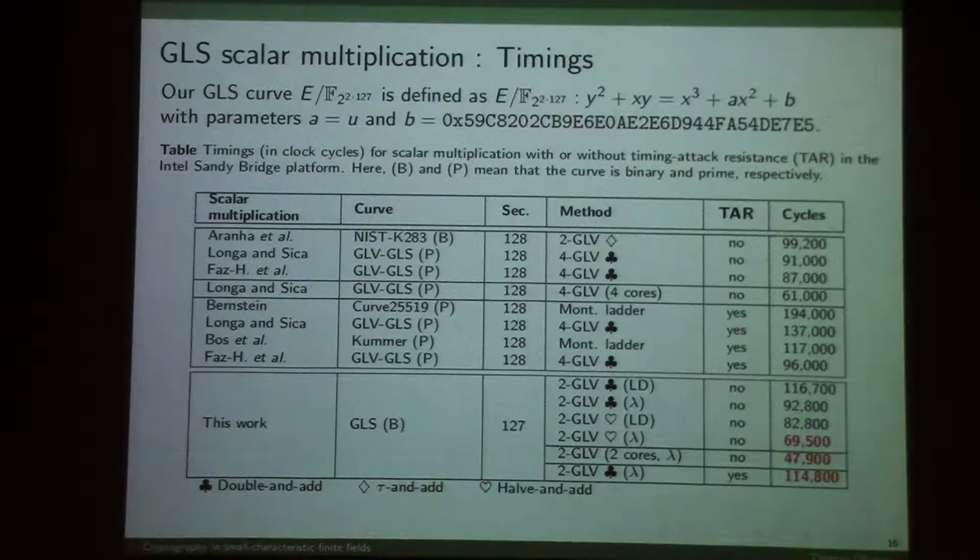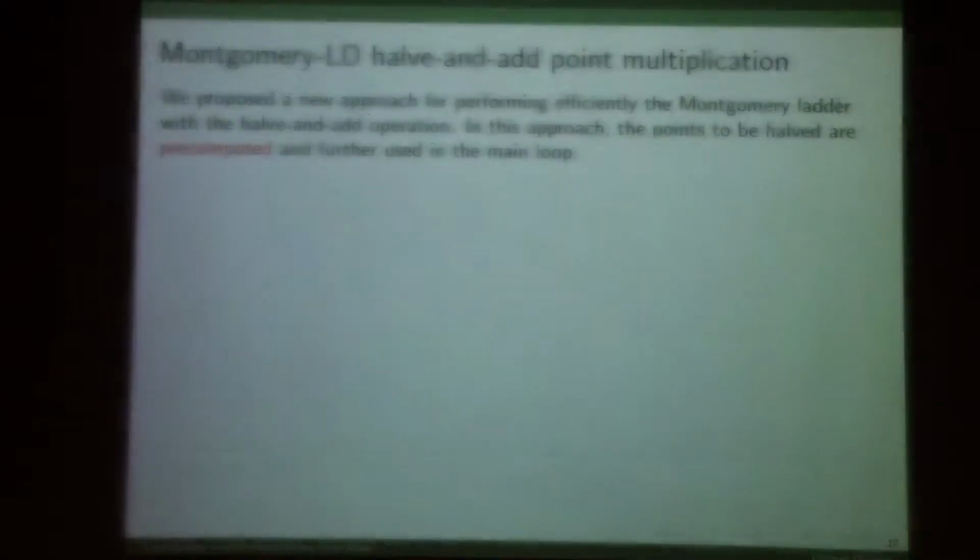We got records on non-timing-resistant scalar multiplication. We got records on non-timing-resistant parallel scalar multiplication, and also we had records on timing-resistant scalar multiplication over binary curves. After that, we improved these timings for timing-resistant scalar multiplication, and we got a record also among all elliptic curves under the 128-bit security level. Okay, this is the GLV method. So we wanted to explore another method of doing scalar multiplication.